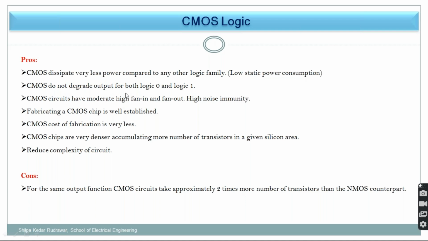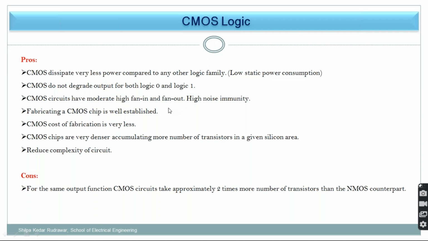CMOS does not degrade the output for both logic 1 and logic 0. As I told you, you get the maximum swing: logic 1 means 5 volts, as PMOS passes strong 1, and NMOS passes strong 0, so I get 0 as the minimum voltage. So I have the maximum voltage swing from 0 to 5 volts. CMOS circuits have moderate, moderate high, sorry, I need to remove this.